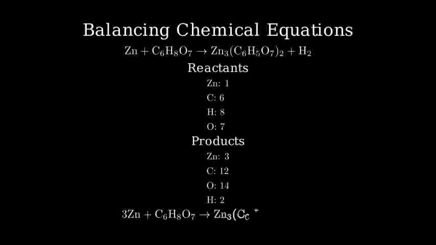We start by balancing the zinc atoms. There is 1 zinc atom on the reactant side, but 3 on the product side. To balance it, we add a coefficient of 3 to the zinc on the reactant side.